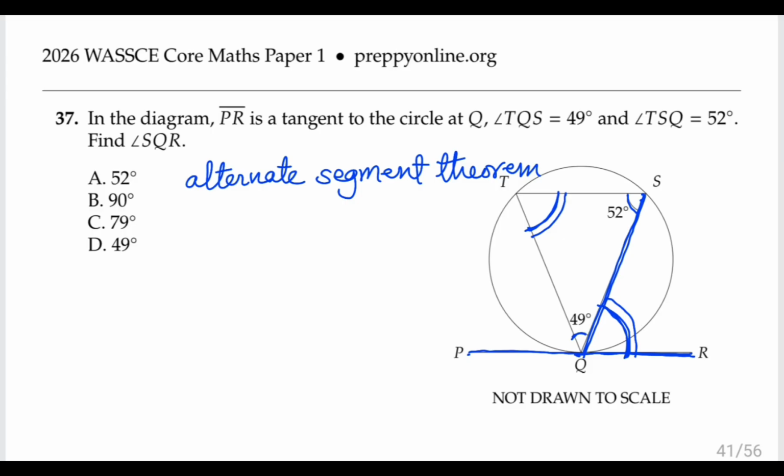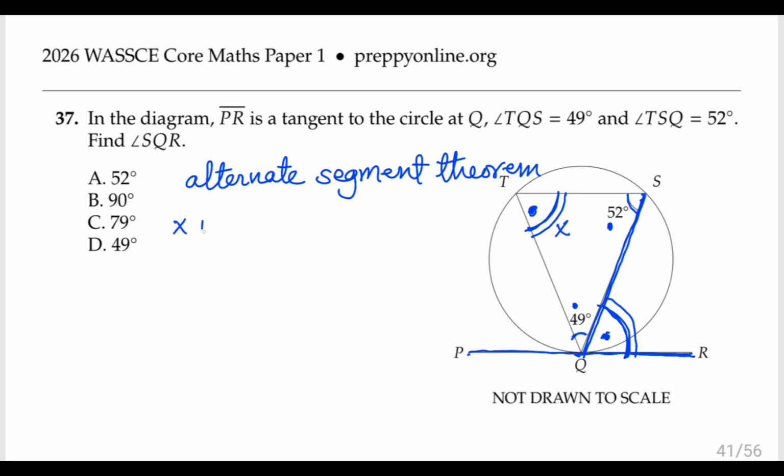So by that theorem, these two angles are equal. Now this is helpful because we have a triangle in which we know this angle is 52 degrees, this angle is 49 degrees, and this is what we are trying to find. If we find this, because they are equal, we are going to conclude that it's equal to that. So let's call this x.